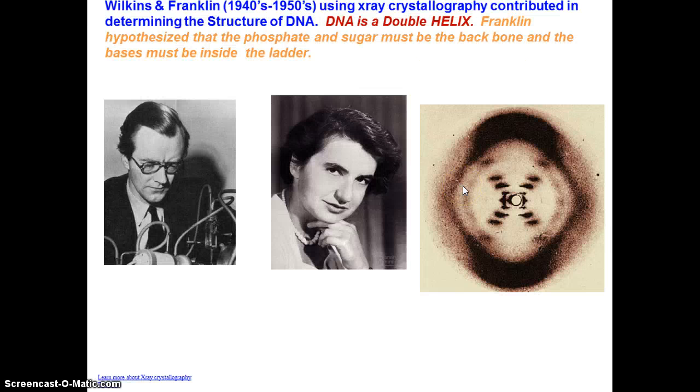Now, if you remember from our DNA history video, the famous Photo 51, an X-ray crystallography picture done by Rosalind Franklin, gave us the biggest clue that DNA is a double helix. And from this picture and measurements, Rosalind Franklin hypothesized that it contained the backbone of phosphate and sugar, and the bases, which she referred to as the ladder rungs, must be inside of the helix.